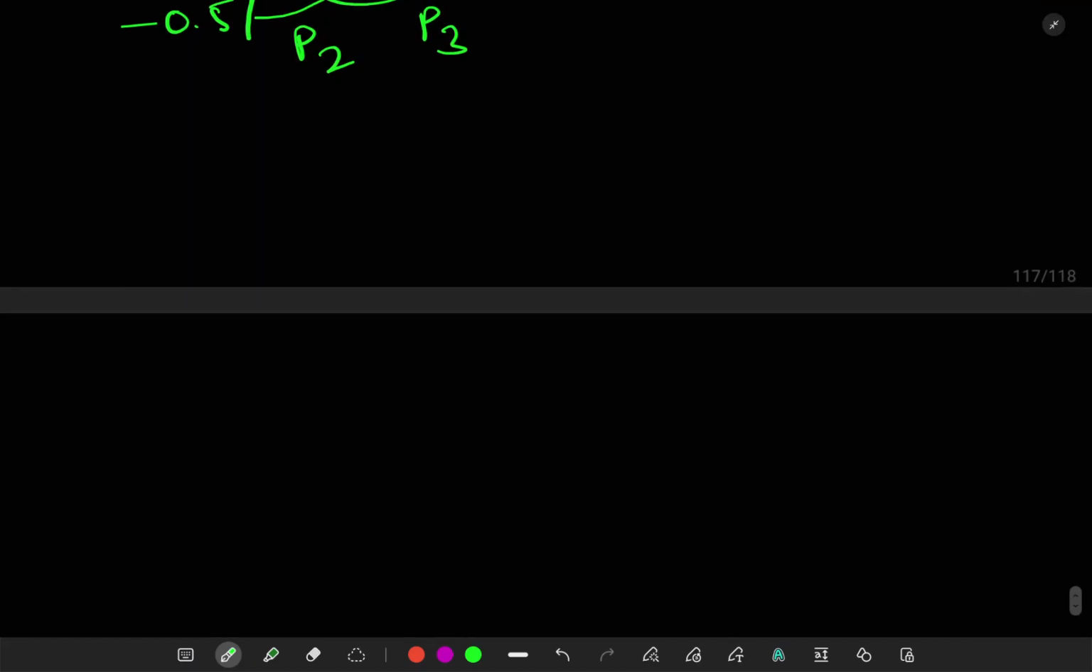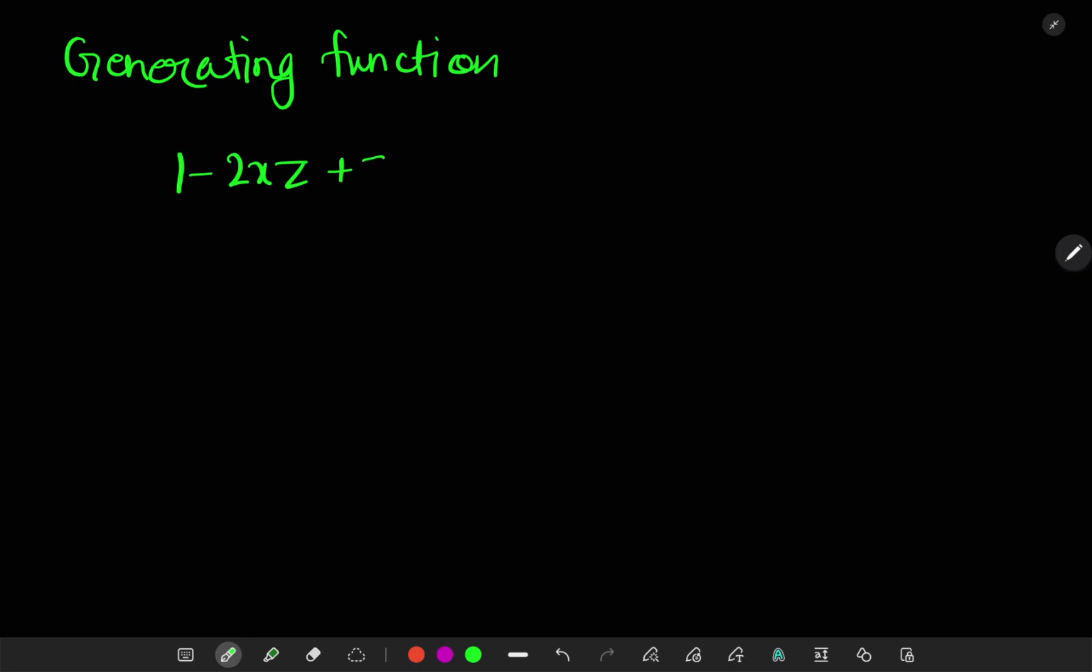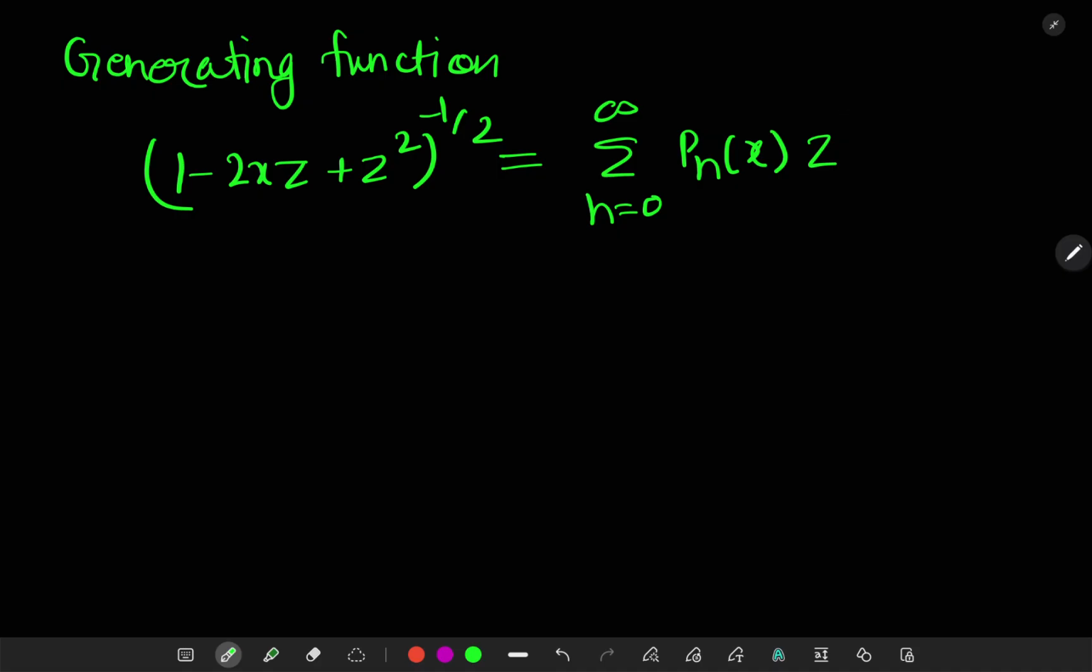Now, generating function. 1 minus 2xz plus z square whole power minus 1 by 2 is equal to summation n equal to 0 to infinity Pn x z raised to power n. Some important relations.